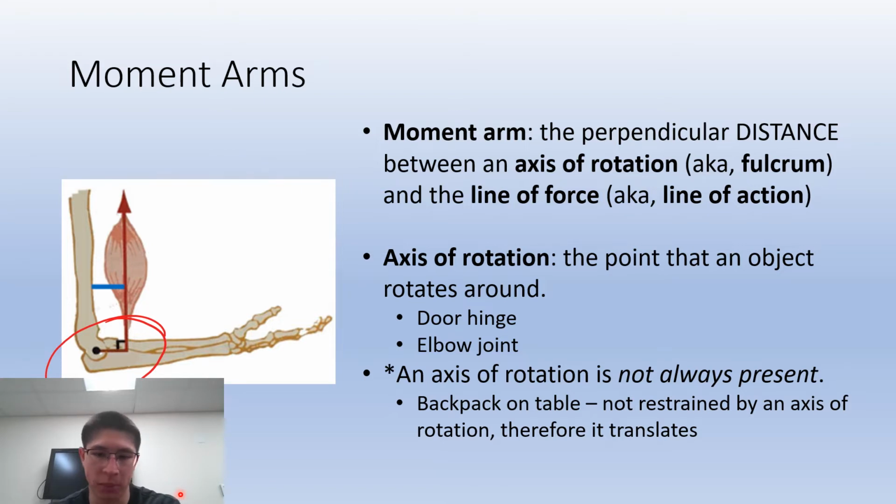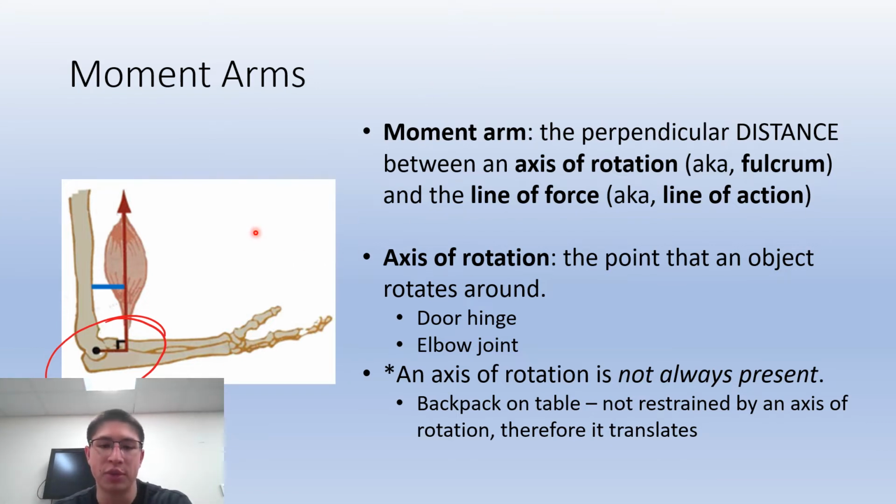Moving on to moment arms. The moment arm is the perpendicular distance between the axis of rotation and the line of force. Just to clarify here, some people will refer to the axis of rotation as the fulcrum, and some people will refer to the line of force as the line of action. But these things mean the same thing, they're just different ways to refer to the same concept. One thing to note that people always forget about is that moment arm is a distance. The moment arm is not a force. The moment arm is the distance between the axis of rotation and the line of force.